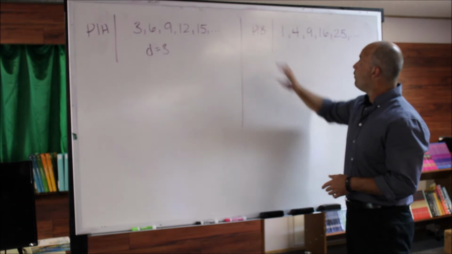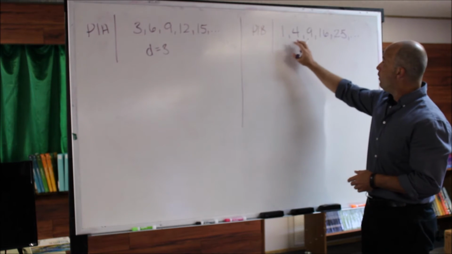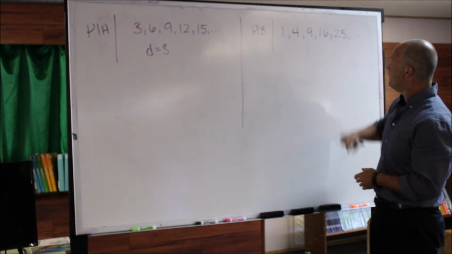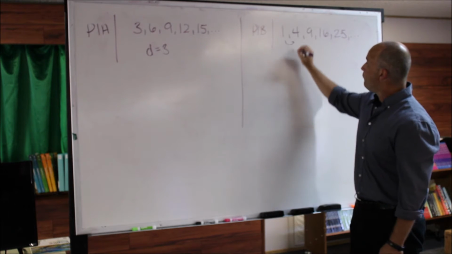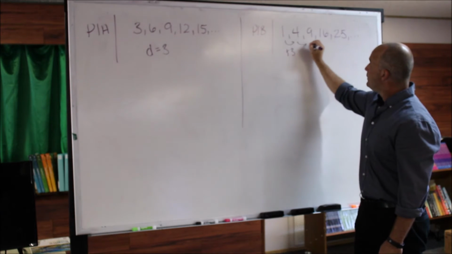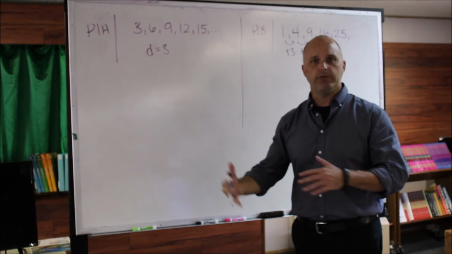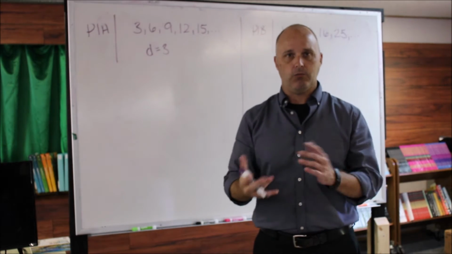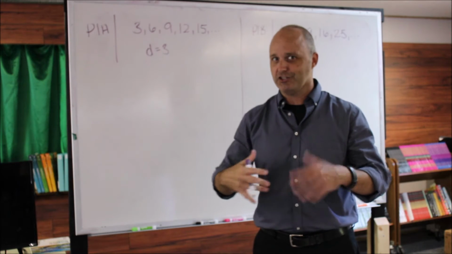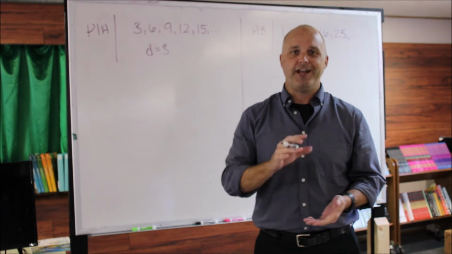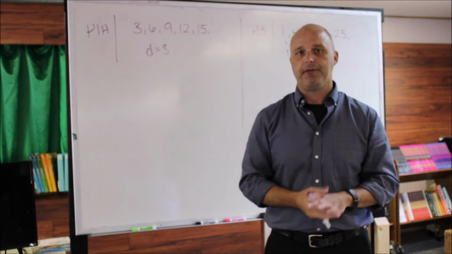Now let's look at problem number 1b. In 1b, we're given 1, 4, 9, 16, and 25. To go from 1 to 4, we add 3, but to go from 4 to 9, we add 5. As soon as we see that the common difference is actually different, we know that that is not an arithmetic sequence, and we can stop right there.